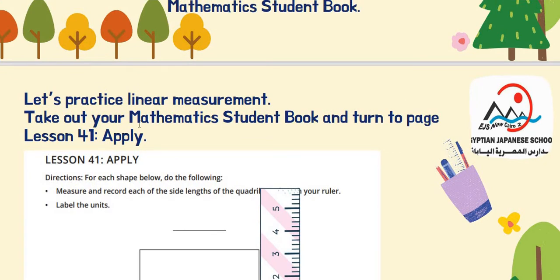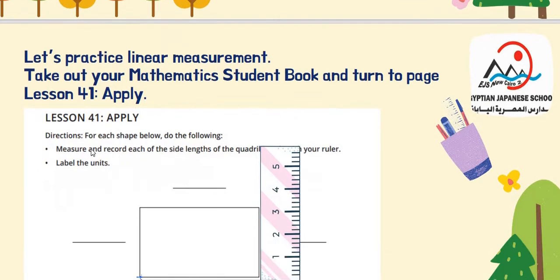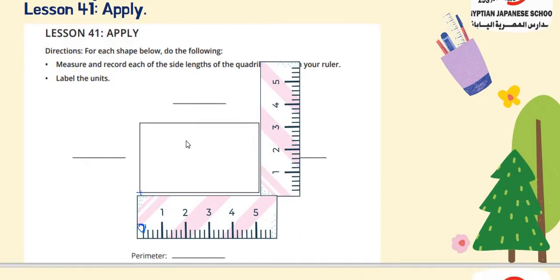As we said before, we will use our mathematics student book. Let's practice linear measurement. Take out your mathematics student book and turn to lesson 41, Apply. The directions here for each shape are to do the following: measure and record each of the side lengths of the quadrilaterals by using your ruler, and then label the units.